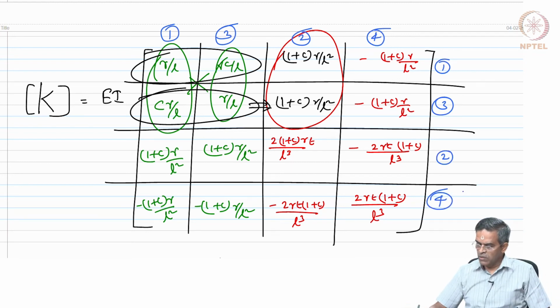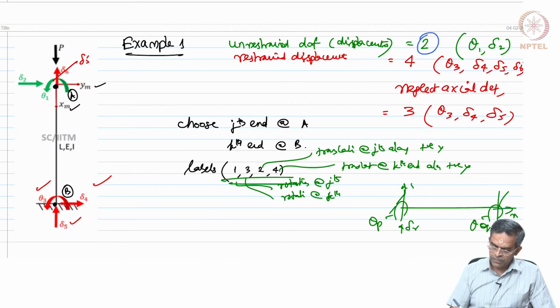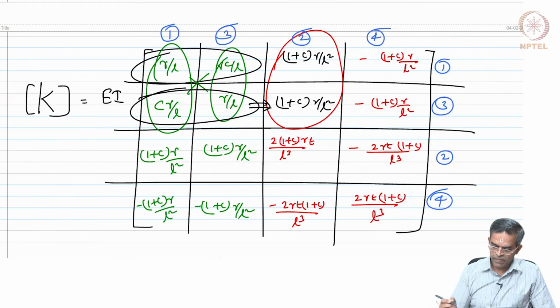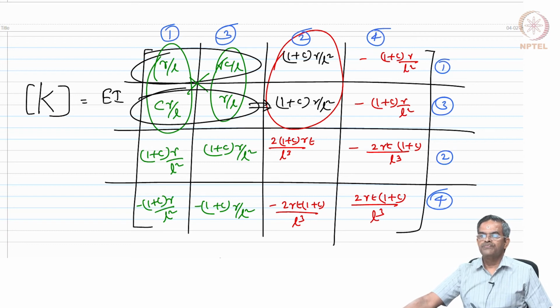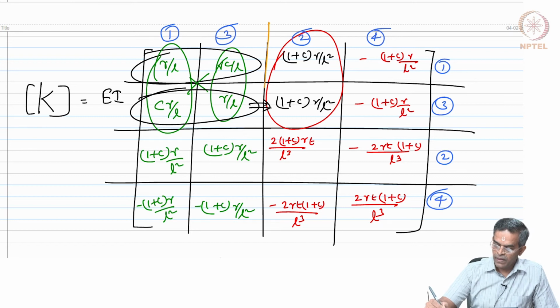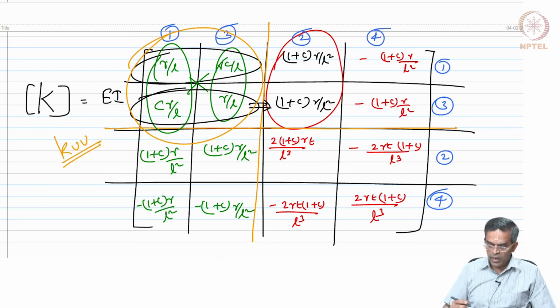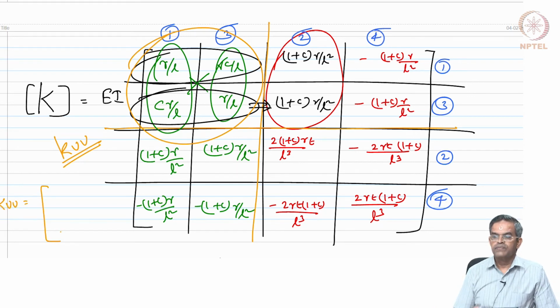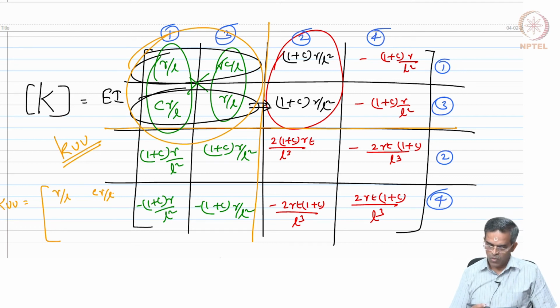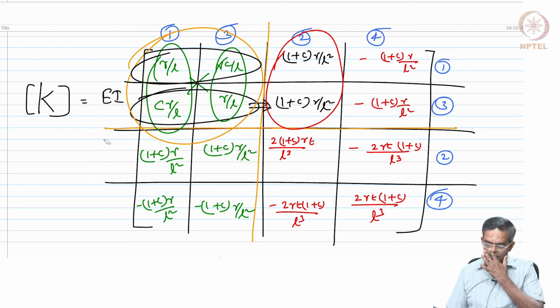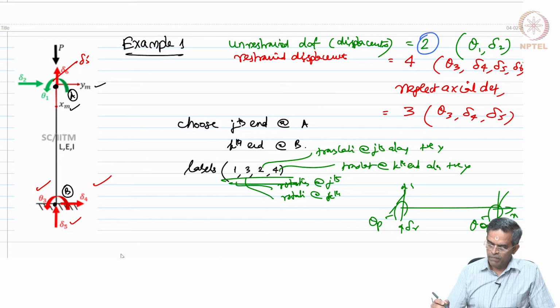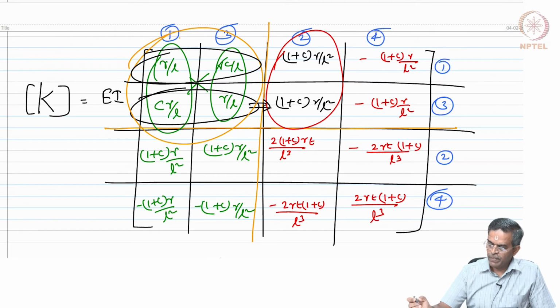Now, friends, please note this problem has 2 unrestrained degrees, is it not? So, therefore, I must partition this matrix at 2 by 2 to get my KUU. So, let me partition this matrix at 2 by 2, and this becomes my KUU. Not partitioning, I think we can pick up the first and second. So, I must pick up K11, K12 and then K21 and K22.